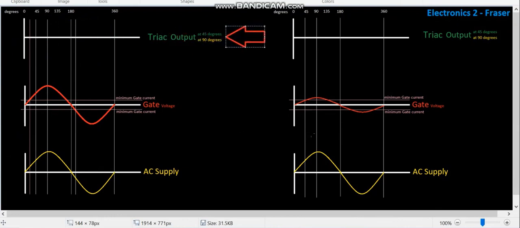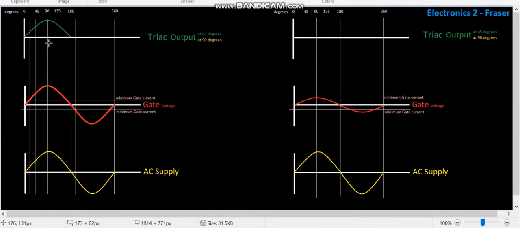So let's take a look at over here. This is the Triac output. Let's take a look at what we would experience here. I've marked it out from 0 to 180. So starting on the 180 degree, full output of current over here, I would have something that looked like that.